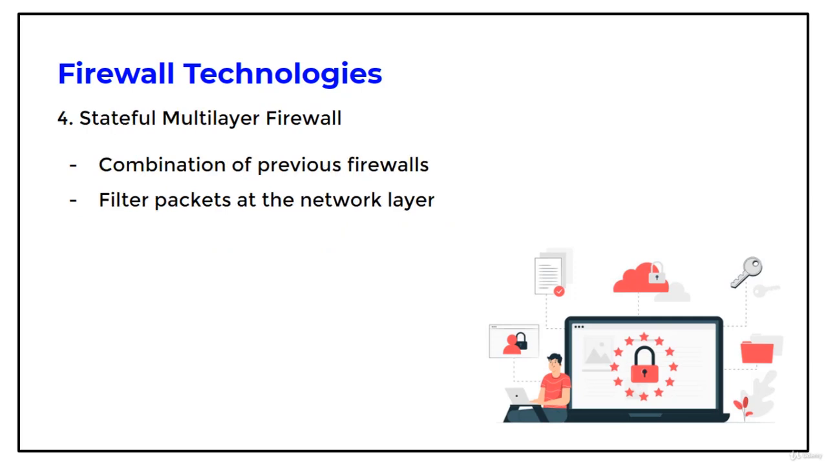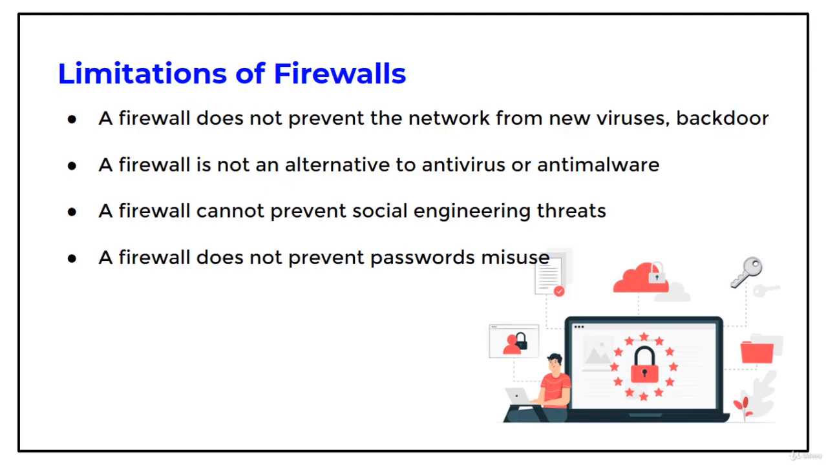And the last is the stateful inspection firewall. It is also known as dynamic packet filters, and it keeps track of the state of the active connections and uses a combination of the previous firewalls. That is, it can be a combination of a circuit gateway or an application gateway. So these are the firewall technologies. These are not the firewall types, but these are the firewall technologies.